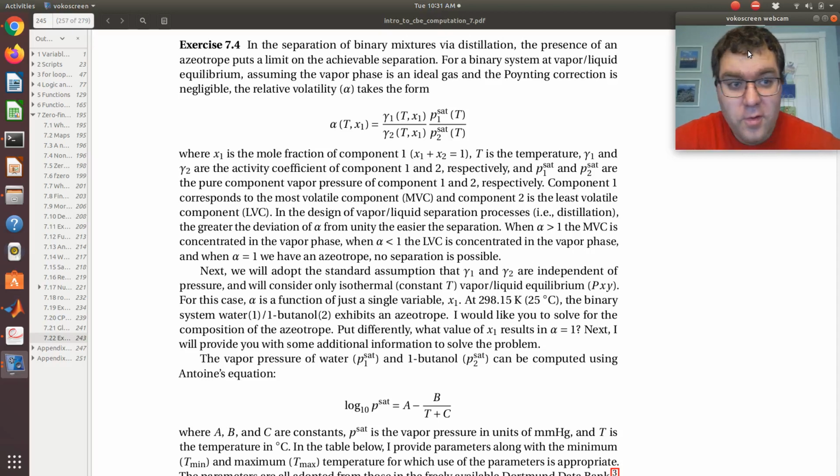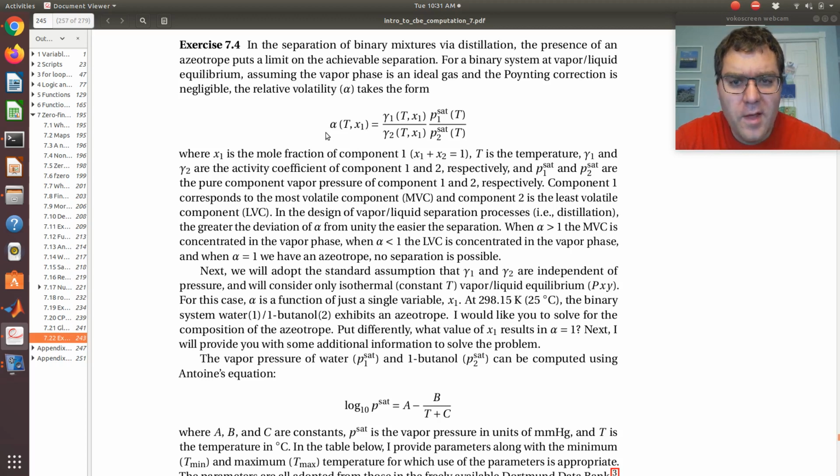All right, hello. So I have a request for exercise 7.4, and so let's take a look, and bear with me, this one's a longer one, so it might take me a little longer to get it set up. But the basic idea is we're trying to solve for the composition of the azeotrope in our binary system.